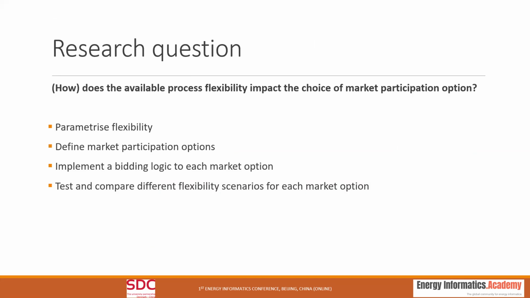So that brings us to our research question: how, if at all, does available process flexibility impact the choice of market participation? And I'll come back to what I mean by market participation option in the next slides. But to answer this question, we'll first on one side characterize what we mean by flexibility. Then on the other, we'll define the different market options available. And then we'll implement a bidding logic for each of these market options, and then test essentially how the different flexibility scenarios behave in each market option.